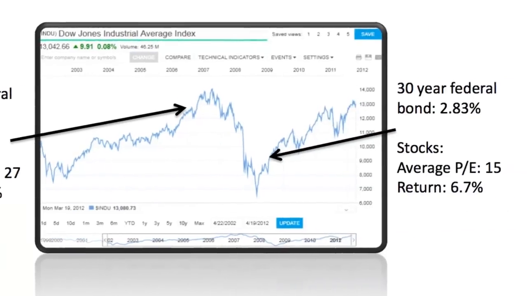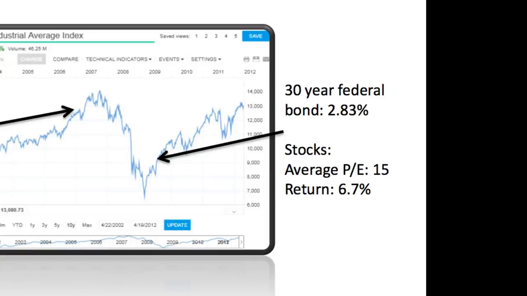Now, as we look over to the right side, let's go to 2009 and look at how the numbers changed. Now in 2009, a 30-year federal bond is at 2.83% because the federal government's trying to stimulate the economy. They dropped the interest rates, okay? And now the average price to earnings ratio for stocks is 15. So when we take the reciprocal of 15, which is 1 divided by 15, our return is 6.7%, almost double where it was 2 years earlier.